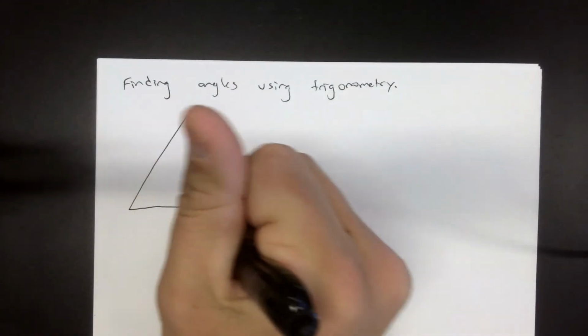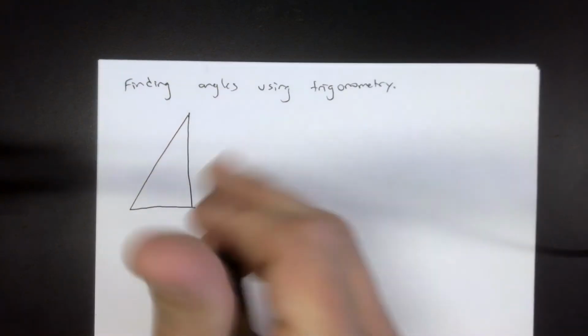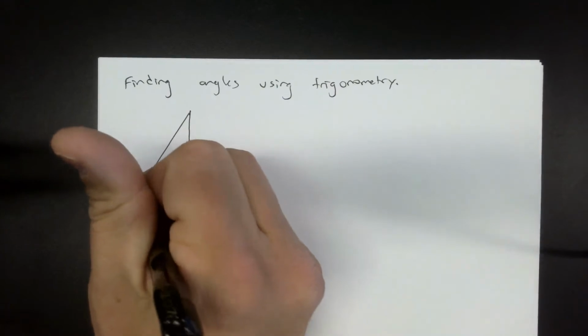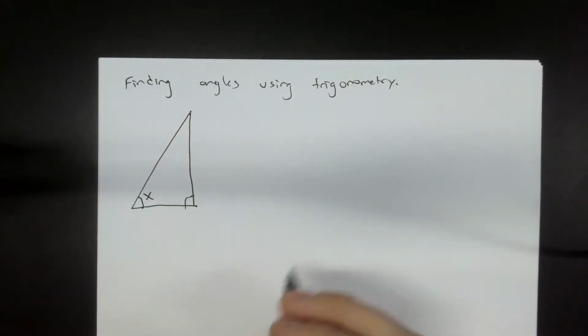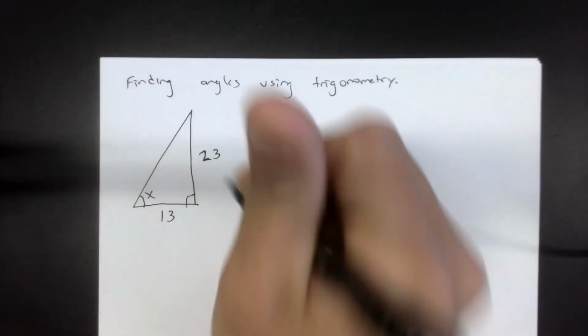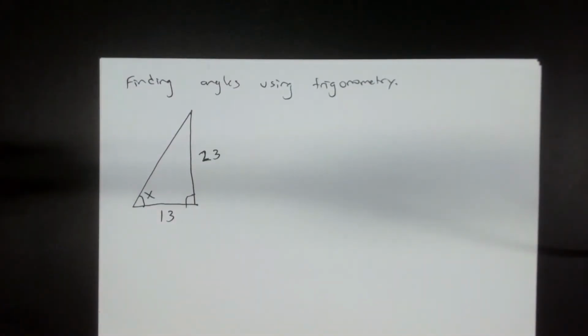If I have a triangle like this, and I'm told that this is x, 13, and 23. So once again, the first thing we're going to do is identify which trig function to use.